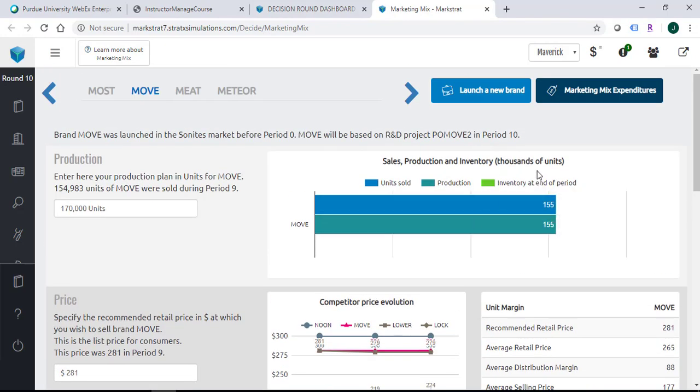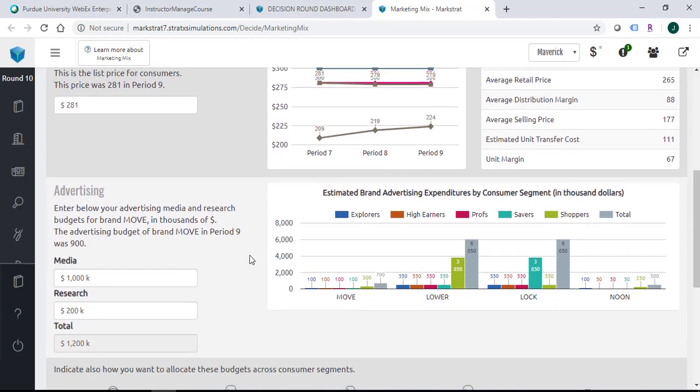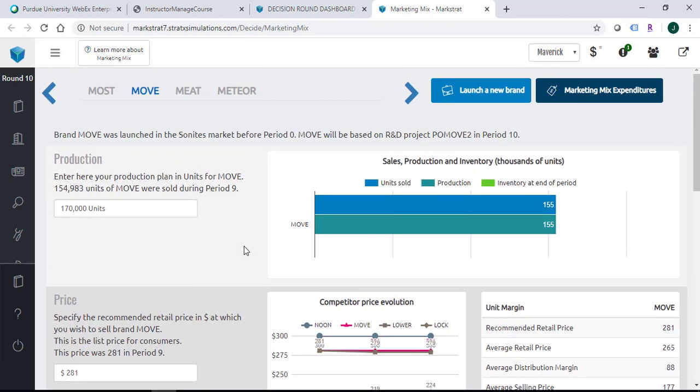You also notice that on your right side, there is a lot of information here. It gives you the report about what you have done and what you have completed. Then you have competitive pricing evolution. You can use all this information to make a decision. Some of this information may be purchased through marketing research projects.